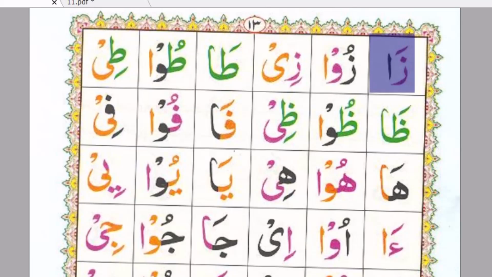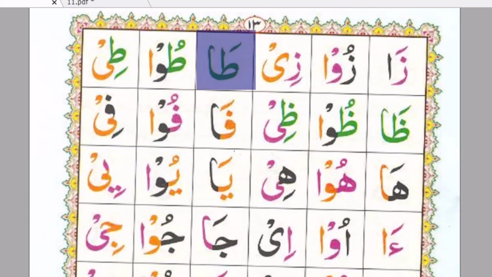Za Alif Fatha, Za, Za Waw Dhamma, Zu, Za Ya Kasra, Zi. Next is Ta.